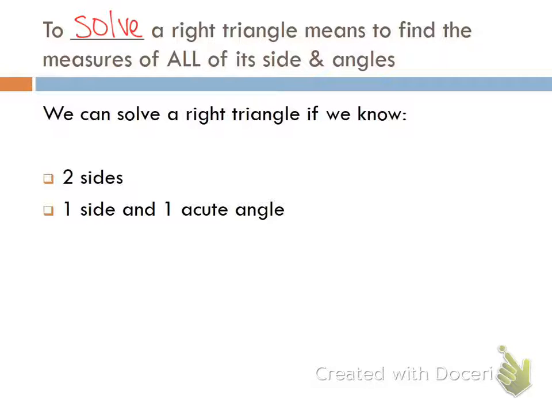So what we've been doing the last couple days is taking steps towards solving a right triangle. We've just been finding 1 piece of information. Today we'll talk about how we could find all the pieces of information. Anybody need more time on this slide? Okay.